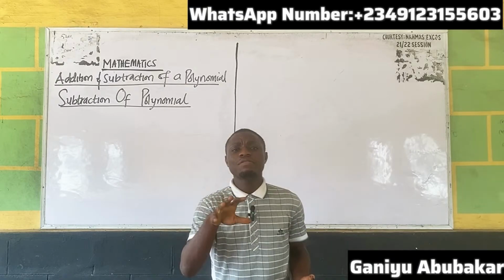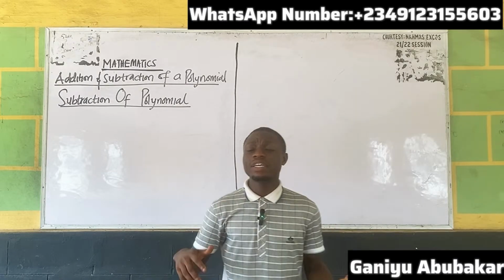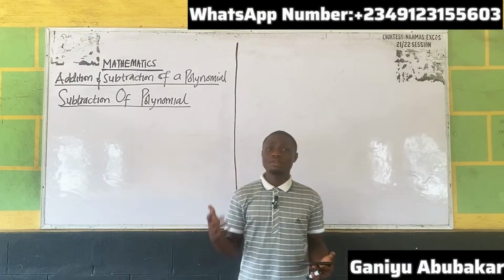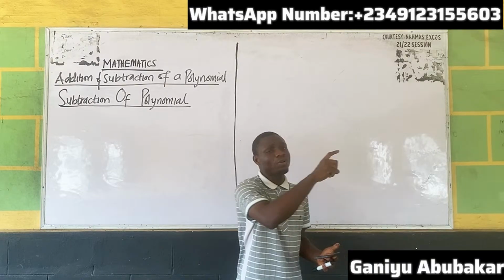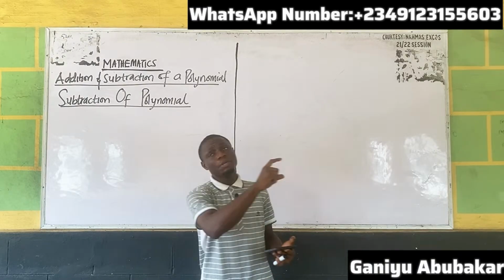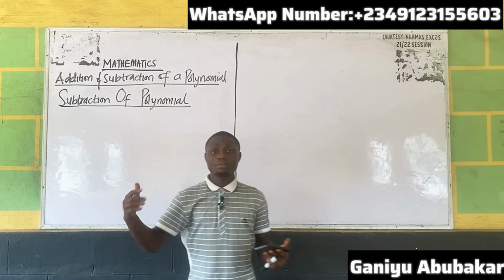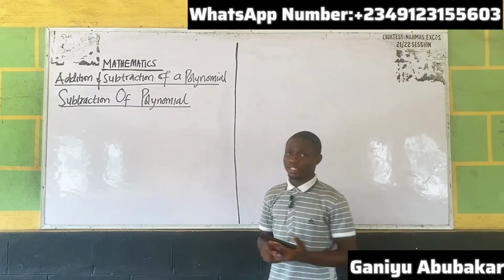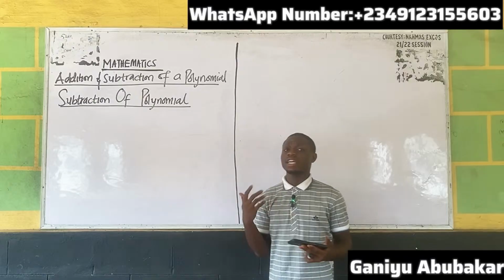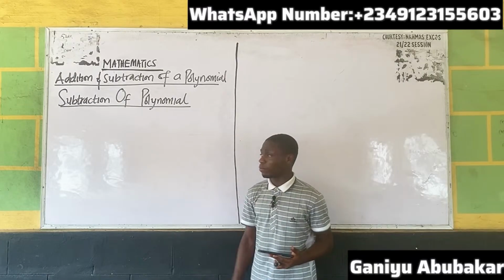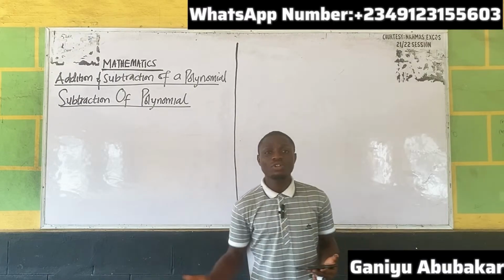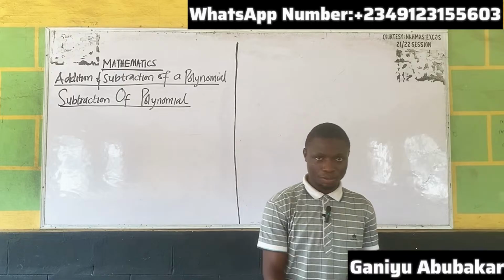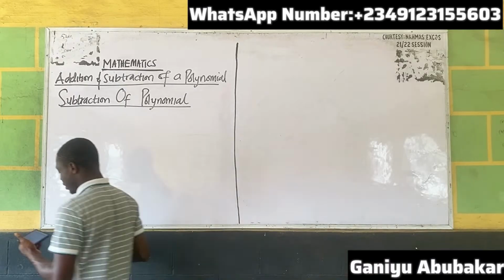Whenever you have several polynomials, the idea is simple for addition: just repeat down, remove the bracket, and then remove all the terms outside. When it comes to subtraction, you don't do that. For better explanation, let's take an example under subtraction of polynomials and see how these concepts work.